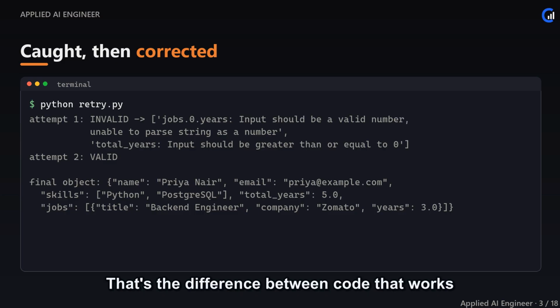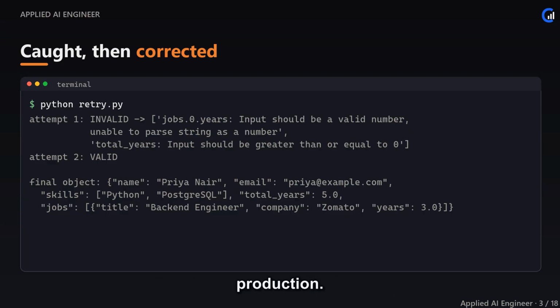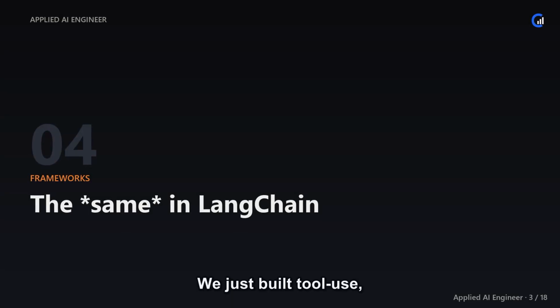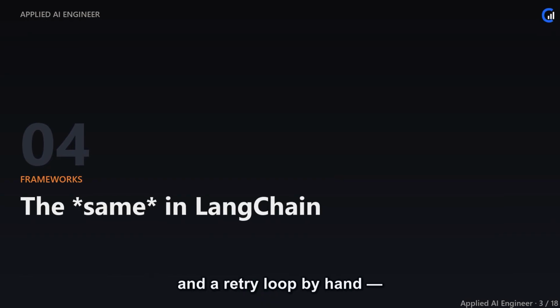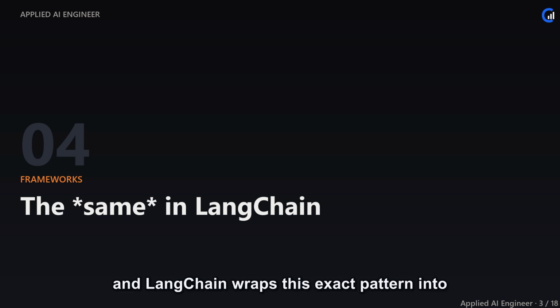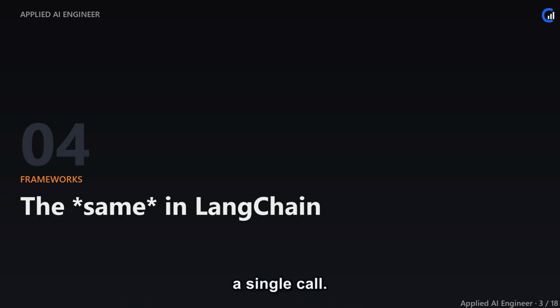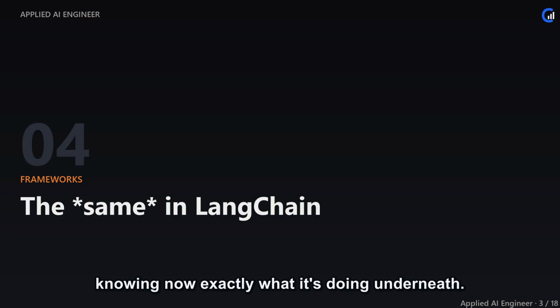That's the difference between code that works in a demo and code that survives production. We just built tools, parsing, validation, and a retry loop by hand, and that was deliberate, so none of it is magic to you. But from the RAG episodes onward we build framework first, and LangChain wraps this exact pattern into a single call. Let's see how short it gets, knowing now exactly what it's doing underneath.